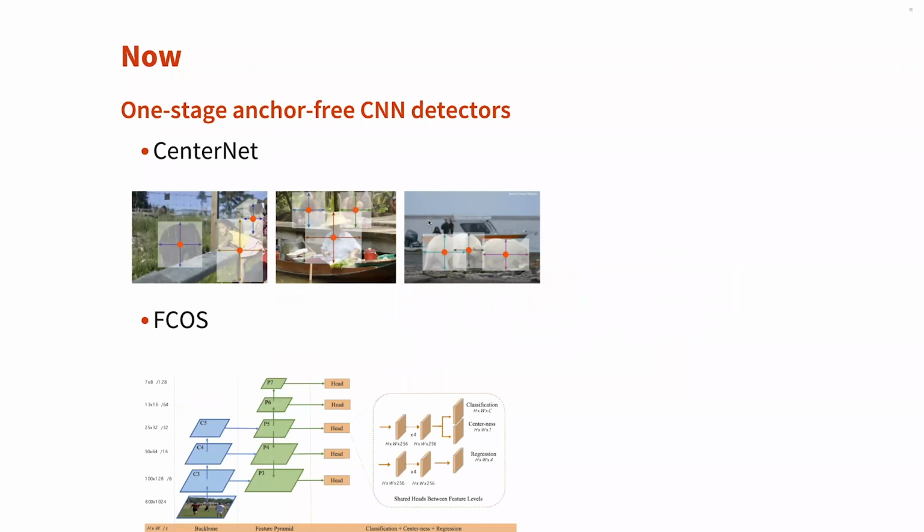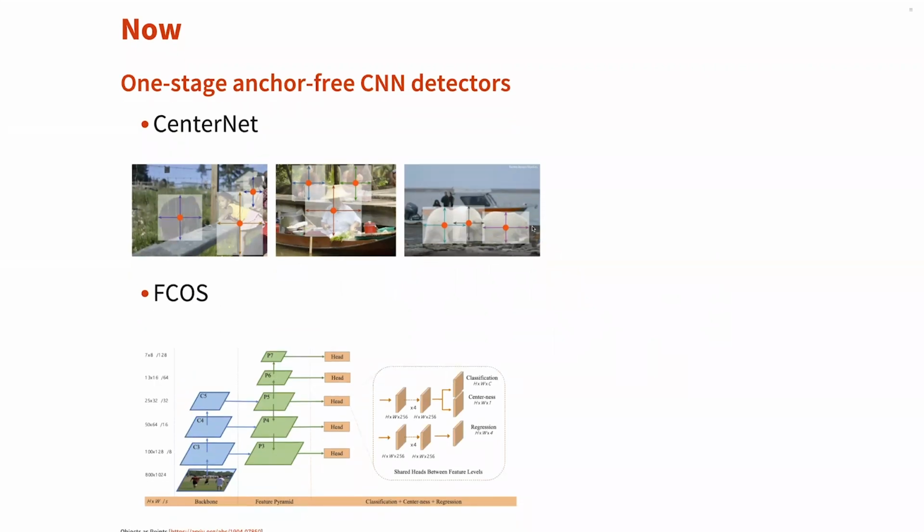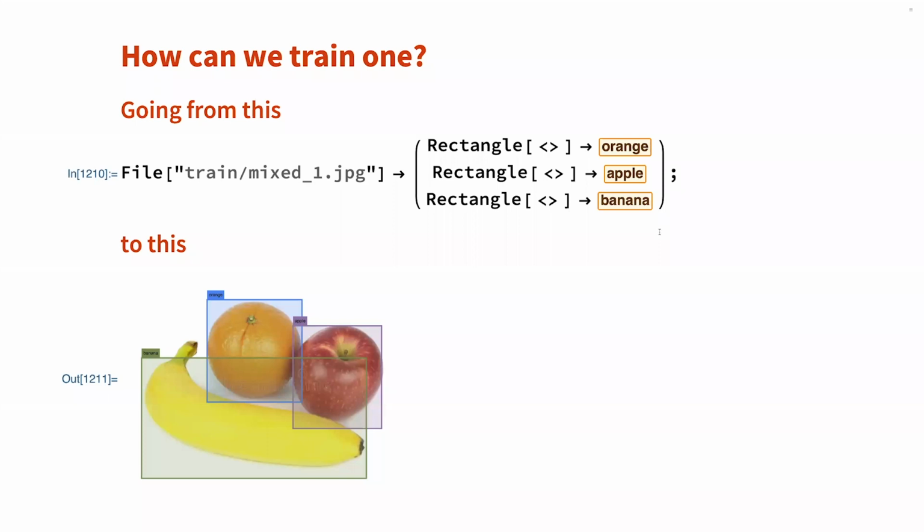One last step, I don't want to spend too much time here, is to get rid of the anchors. So there are models that are trying to do that, to get rid of this last final step of prior knowledge in the models. Okay, we don't have much time, so let's have a look at how we can go from this kind of data to this kind of result.